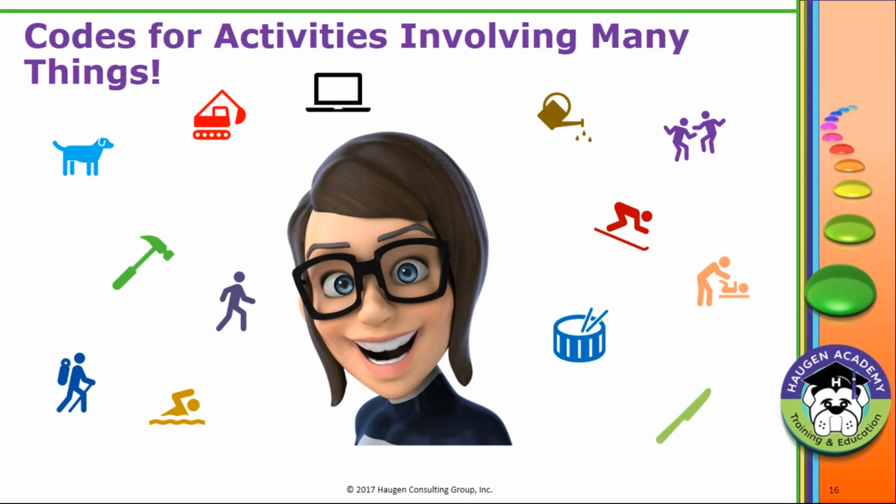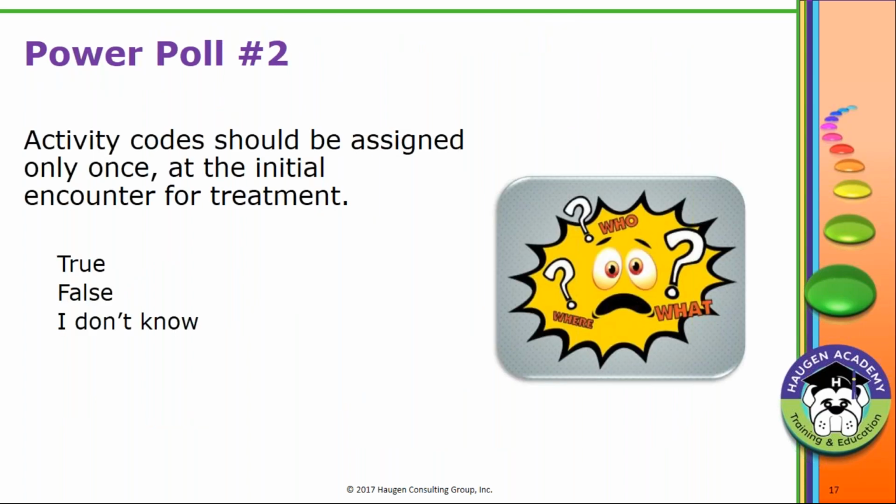And there are activities for many things. You can see a lot of different things here. You can get attacked by a dog. There could be some kind of construction injury. There are even activity codes for using some sort of computer equipment at the time, using tools, walking, hiking, running, skiing, gardening, playing a musical instrument, childcare, all kinds of different things. So that is going to bring us to our next polling question.